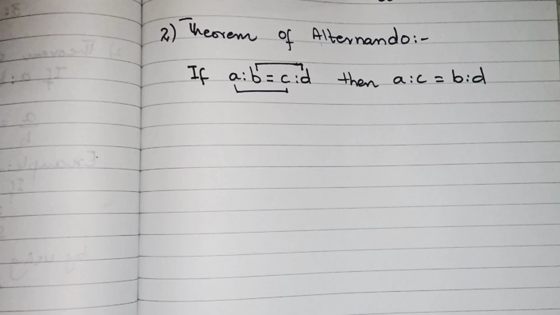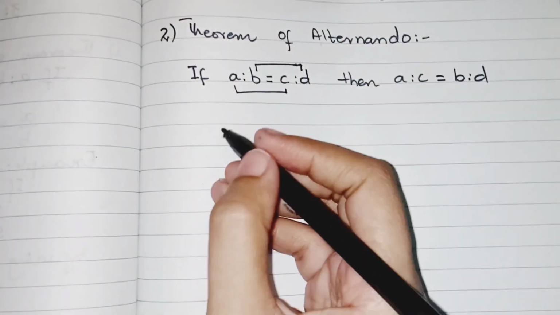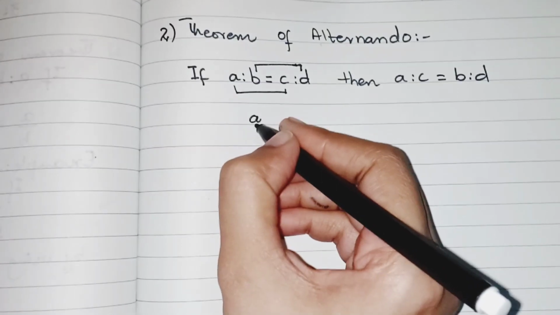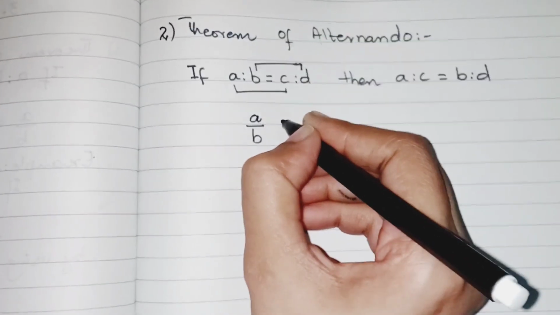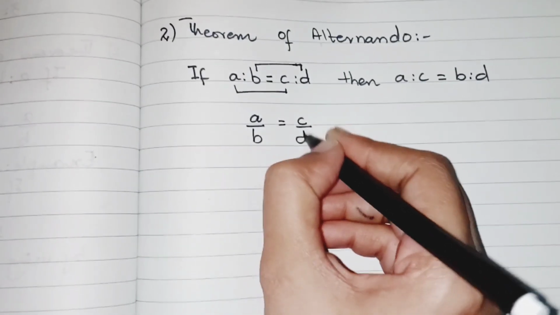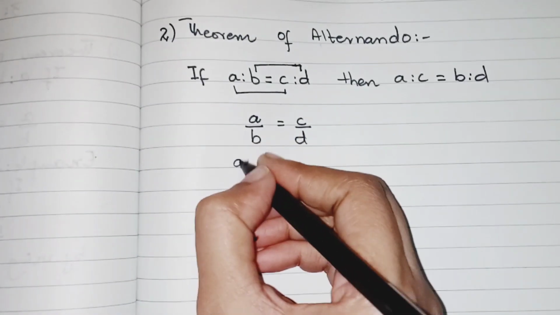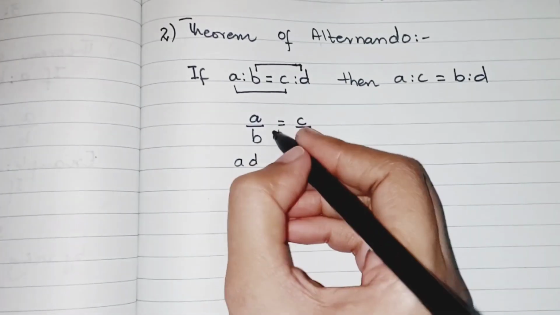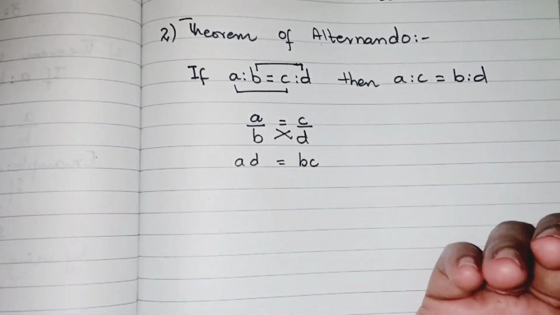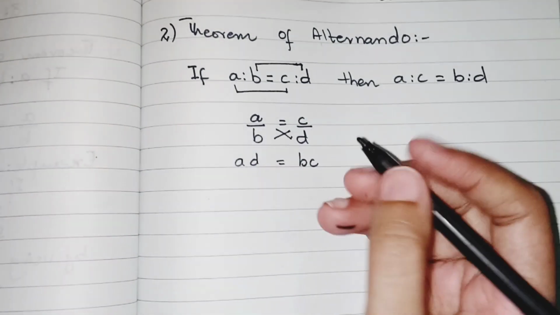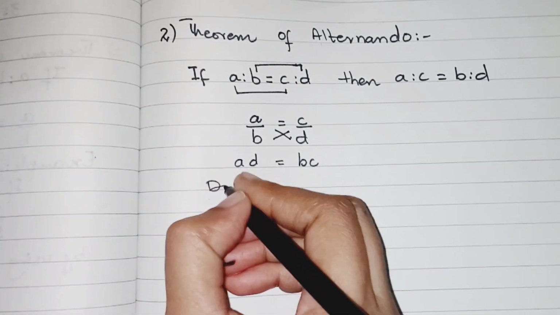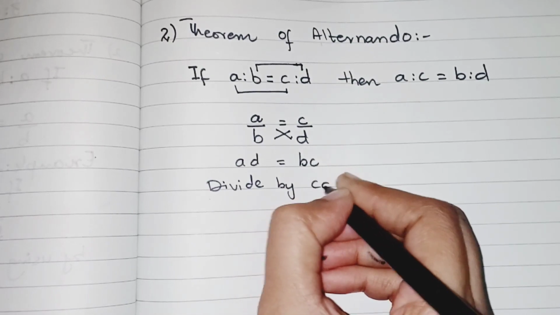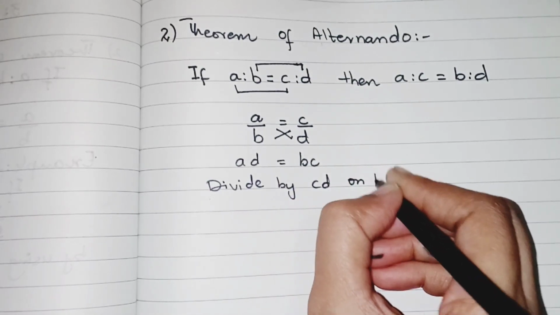Just proving this one, if I write this in fractional form, that will be A upon B is equal to C upon D. Then it becomes AD is equal to BC by choosing alternative, or you can say cross multiplication. Then we have to divide it by C and D on both sides.